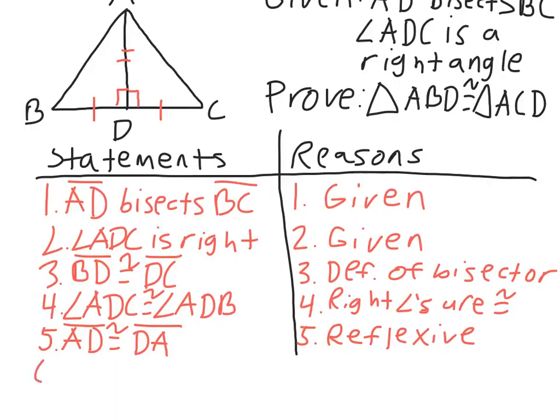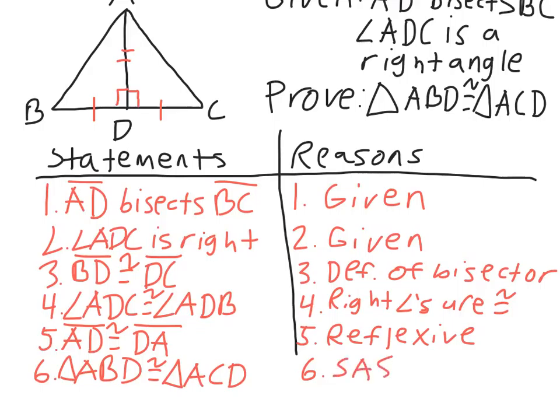So triangle ABD is congruent to triangle ACD. And the reason? Side, angle, side.